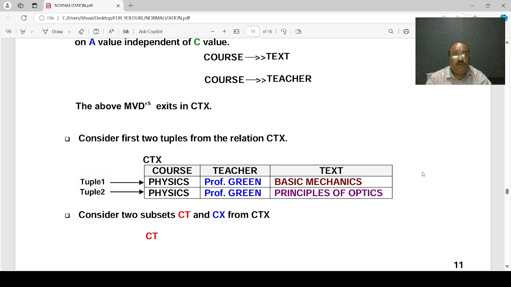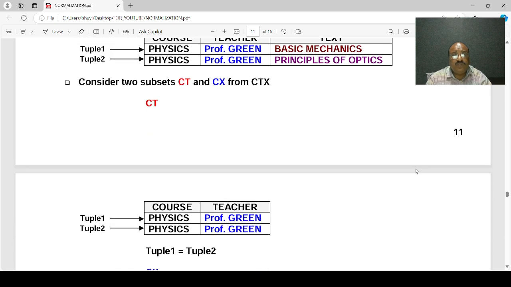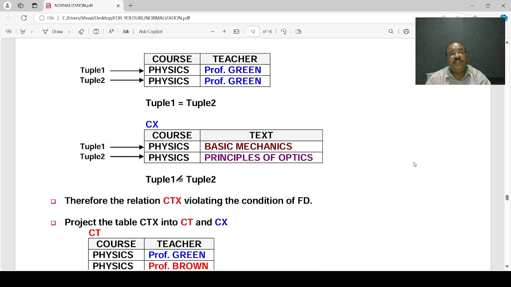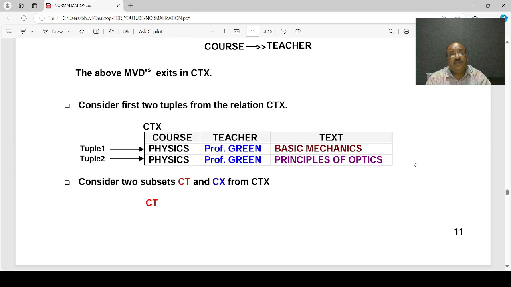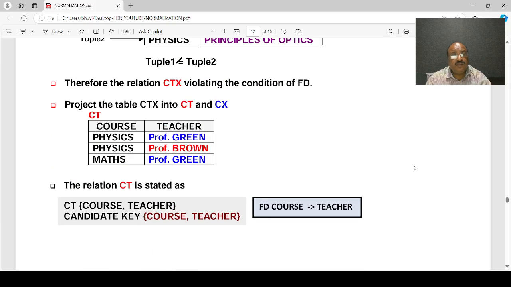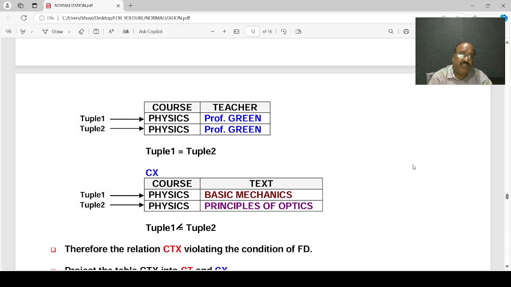So I am forming two subsets from CTX. The first subset is course, teacher: Physics, Professor Green; Physics, Professor Green. So the first tuple is equal to the second tuple. Now I am inferring one more subset, CX, from CTX: course, text. So Physics, Basic Mechanics; Physics, Principles of Optics. Here tuple 1 is not equal to tuple 2.